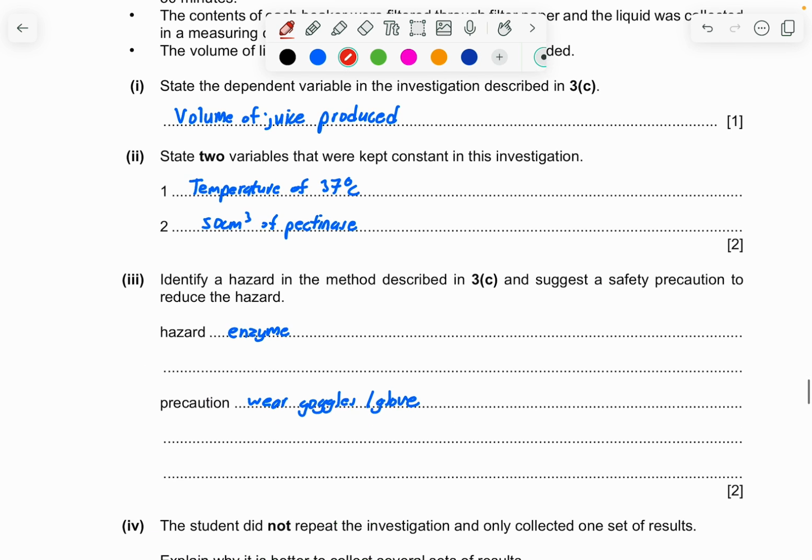And part three, identify the hazard in the method described in 3C and suggest a safety precaution to reduce the hazard. First thing, the hazard could be the enzyme, the pectinase solution. The precaution is you can wear goggles or gloves, just as simple as this. Another one we can also mention is cutting or chopping apples. The precaution is that you must cut onto a hard surface, and cut away from the body.